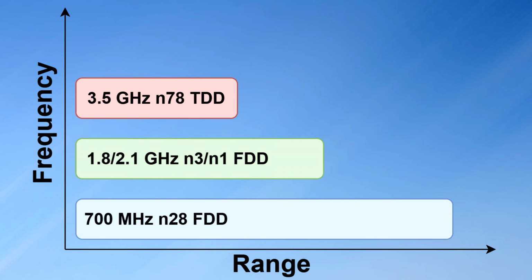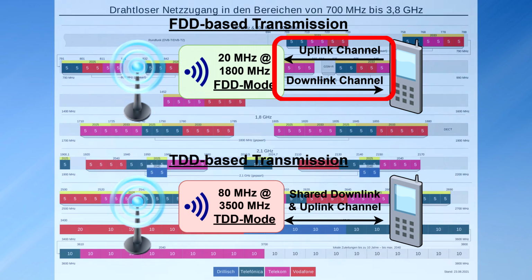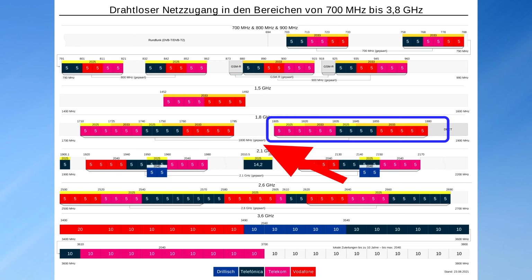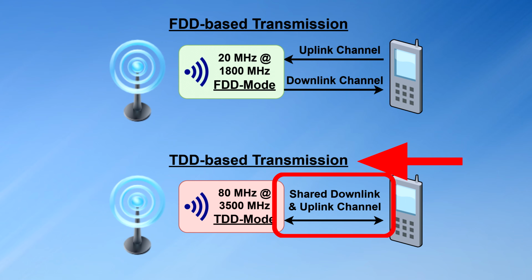One of the key differences between low and mid bands compared to high bands is the duplex transmission mode over the air. Low and mid bands use frequency division duplexing, which means they use different channels for downlink and uplink data transmission. Each channel is a continuous stream of data in one way, either transmitting or receiving data, which explains why FDD-based bands have paired spectrum blocks, one for downlink and one for uplink. High bands, like the N78 3.5 GHz band, use time division duplexing, so that downlink and uplink data share the same spectrum and are transmitted or received time-shifted.